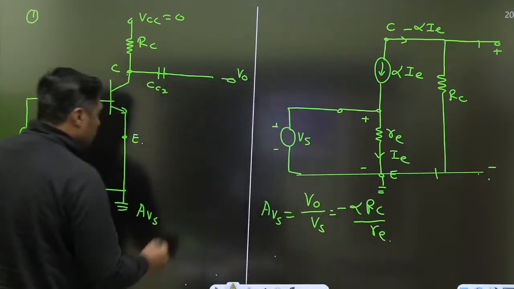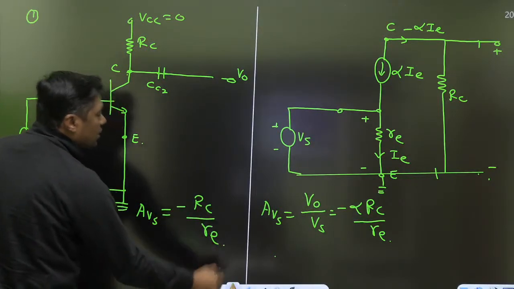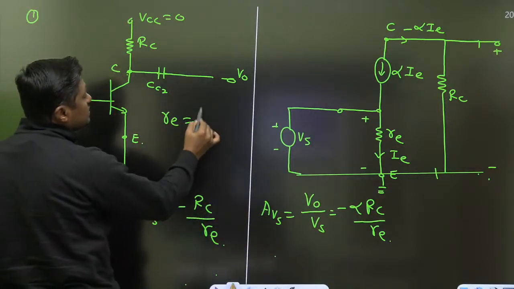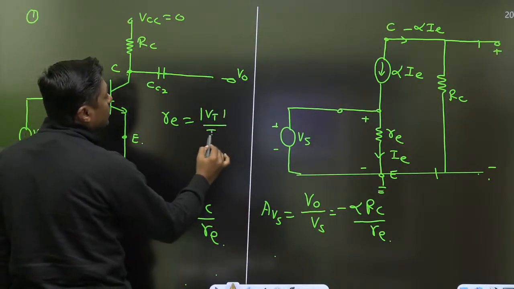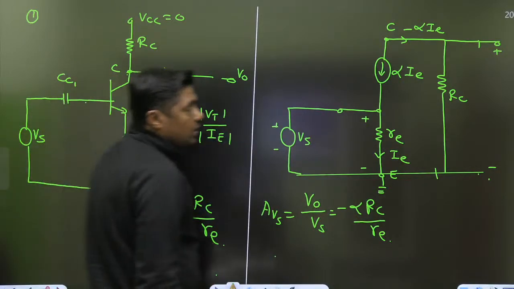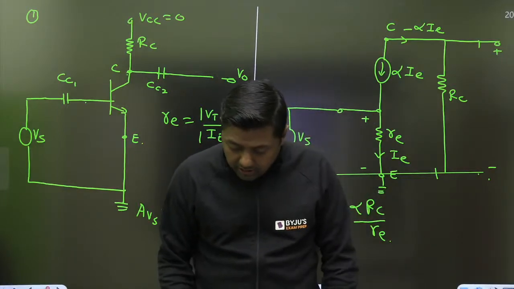Or alpha is nearly equal to 1, and that's why it will become minus RC by small re. Remember, we have to calculate the small re, that is VT by IE. Okay, I think the first diagram is clear to you.